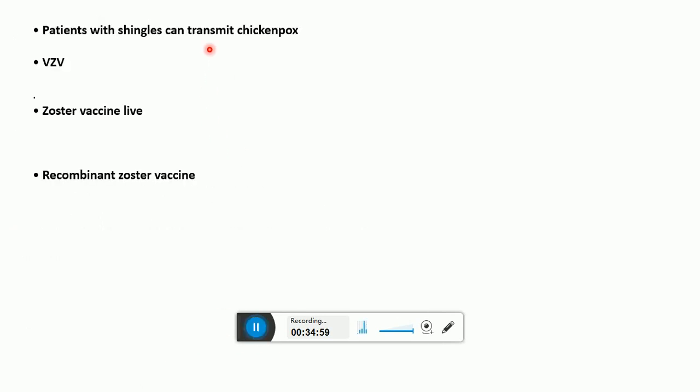A patient with shingles can transmit chickenpox, so contact with people not known to be immune, particularly pregnant women and immunodeficient individuals, should be avoided at least until crusting is complete. VZV uveitis is considered in depth in chapter number 12.